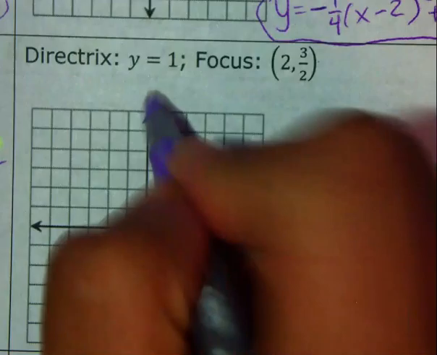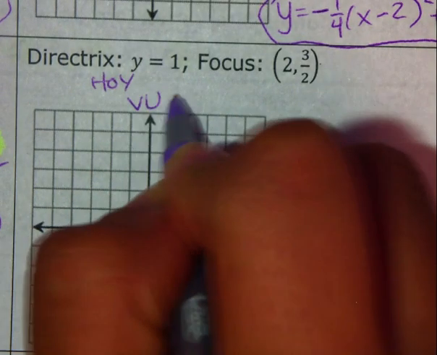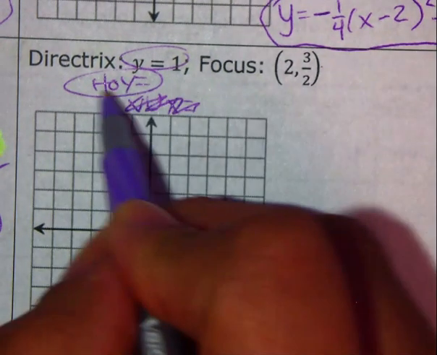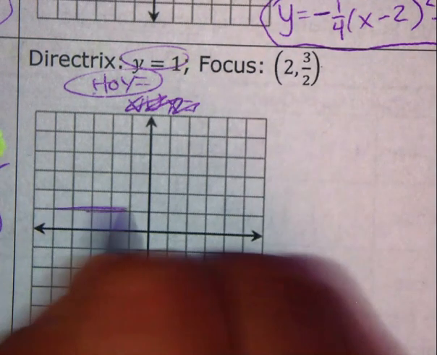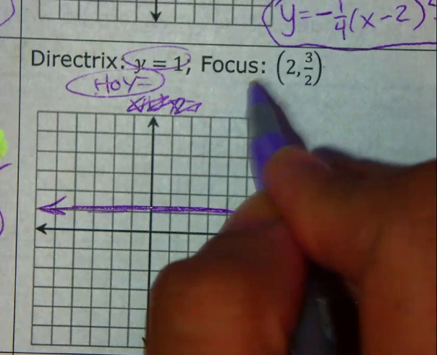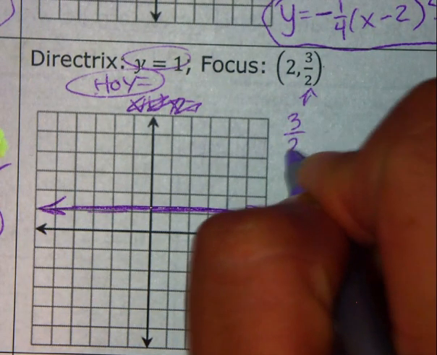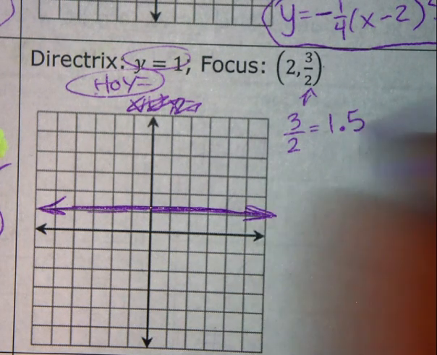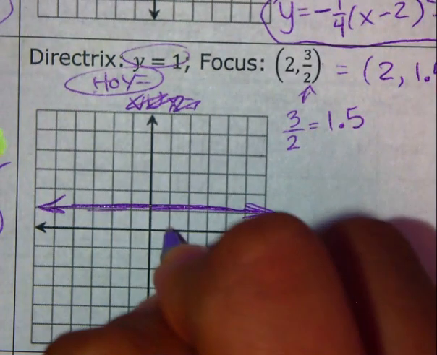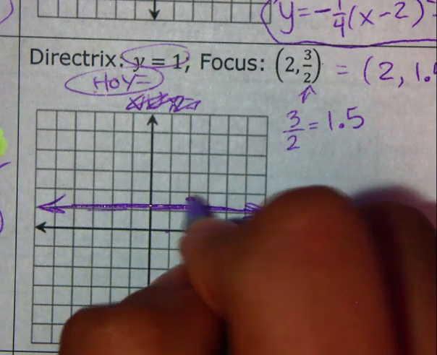We have the directrix given, which is y equals 1. So that's a Hoy-Bucks: y equals, x equals, y equals is Hoy. So that just means we have a horizontal line at y equals 1. And then we have a focus at 2 and 3 over 2. 3 divided by 2 just means 1.5. So this is the same thing as saying (2, 1.5). 2 to the right, 1.5 right there. And that's your focus.